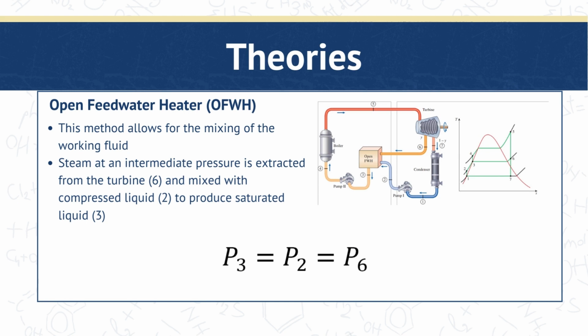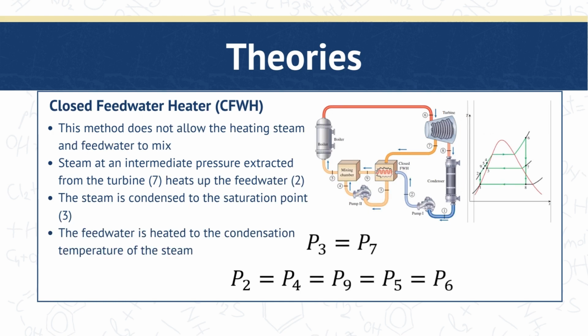So there we have the open feed water heater or the OFWH. This method allows for the mixing of the working fluid, meaning that steam mixes with liquid. Steam at an intermediate pressure is extracted from the turbine, which can be seen in stream 6, and then it is mixed with compressed liquid or stream 2 to produce saturated liquid or stream 3. Keep in mind that this process is isobaric, meaning that the streams that enter and the streams that go out all have equal pressures. So P3 is equal to P2, which is also equal to P6.